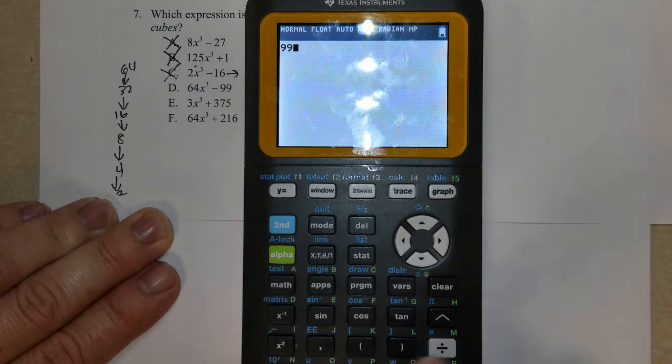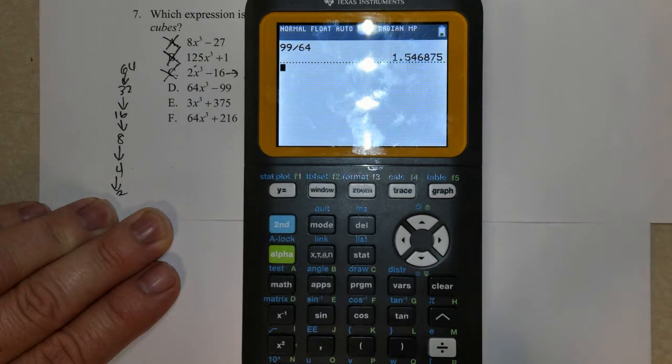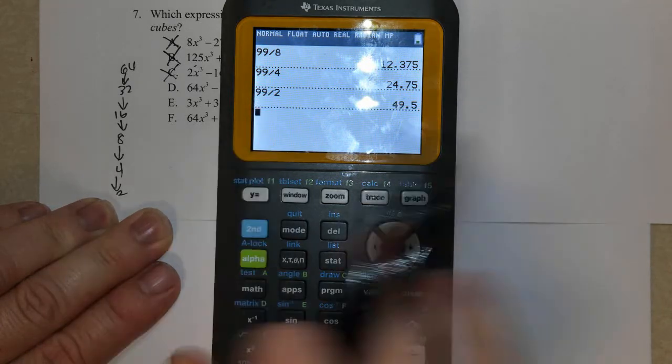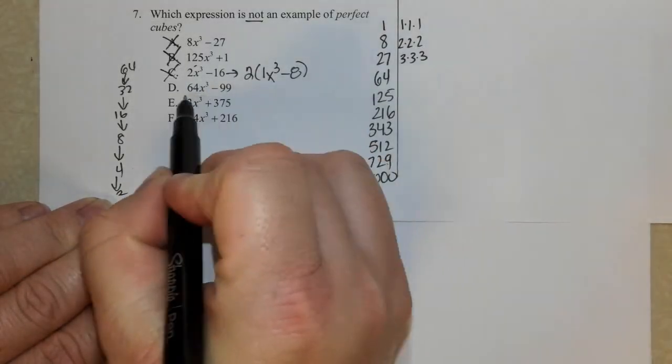So again, I'm going to go back here. 99 does not work with 64. 99 does not work with 32. You don't want a decimal. 99 does not work with 16. 99 does not work with 8. 99 does not work with 4. 99 does not work with 2. And factoring out of 1 does nothing. So I can't factor anything out of this.